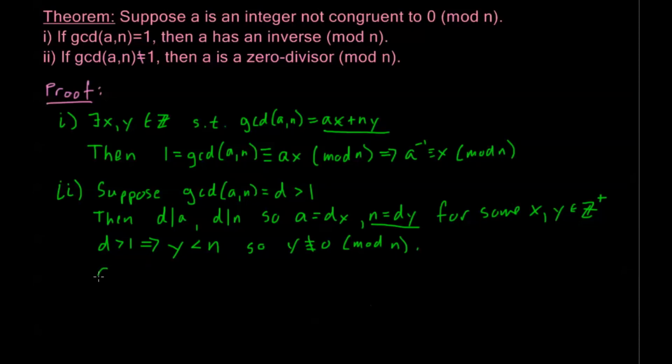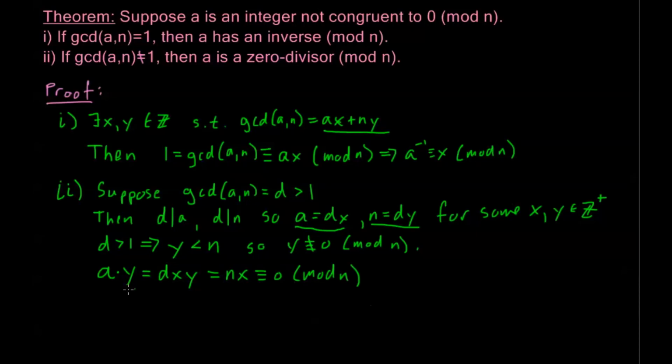If I take a and multiply it by y, I can substitute in, looking over here at my a equals dx, that's the same thing as dxy. Now, dxy, I can look at dy from over here, dy equals n, so this is just nx, and of course nx is congruent to 0 mod n.